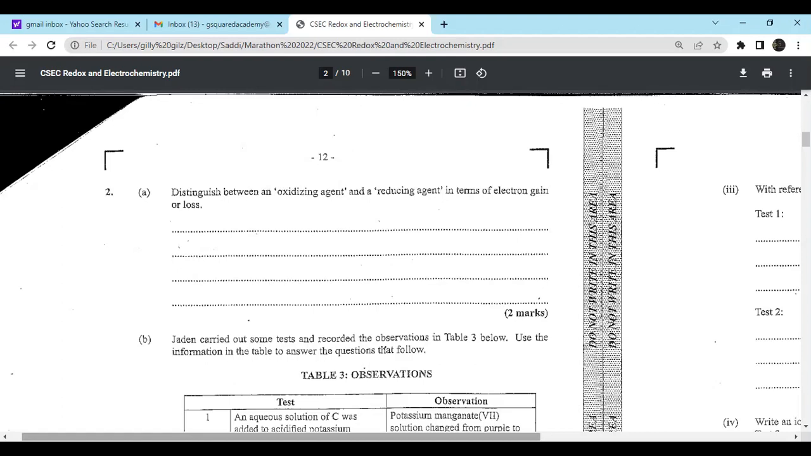And of course, oxidation is the opposite of that. Oxidation is the gain of oxygen, loss of hydrogen, increase in oxidation state, or loss of electrons. Okay, so that's what we mean by oxidation reduction.